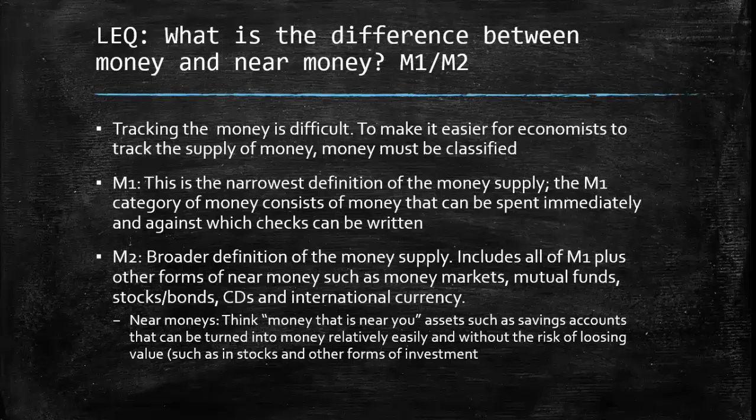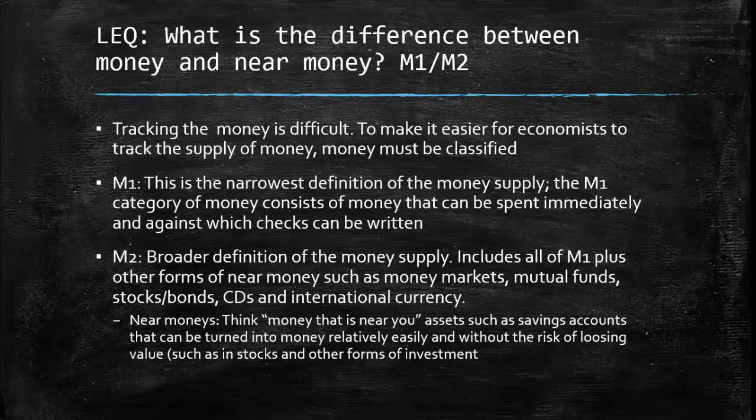Now, M2 is a broader definition of the money supply in America. That includes all of M1, so our checking account and our cash, plus other forms of near money, such as money markets and mutual funds, stocks and bonds. Let me just make that simple for you.